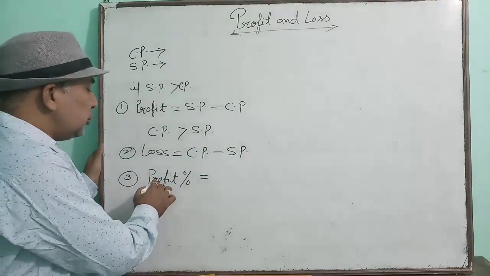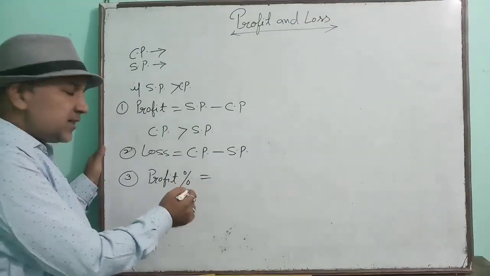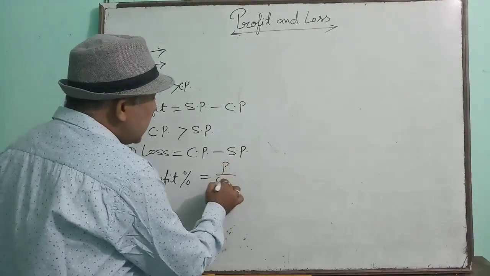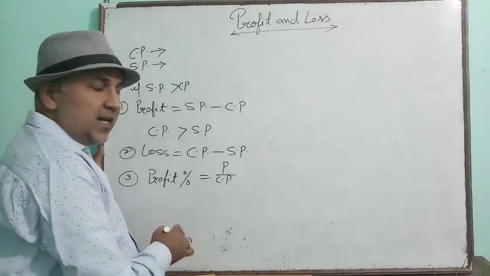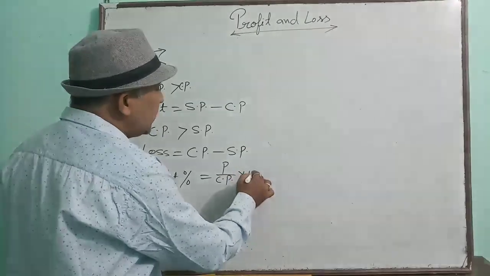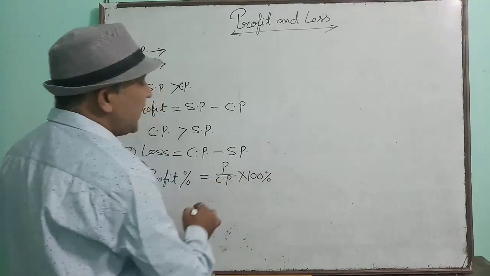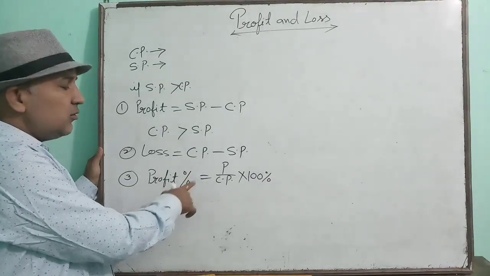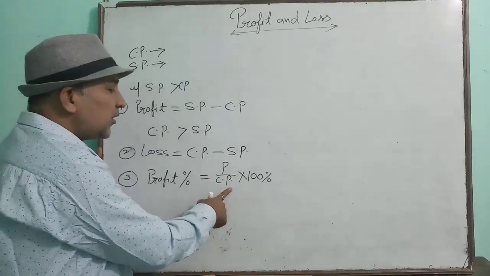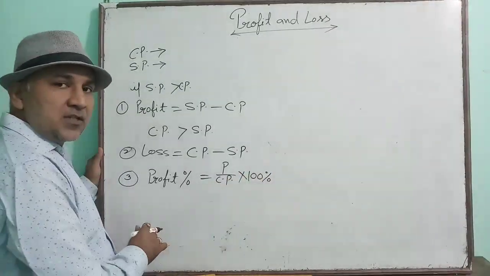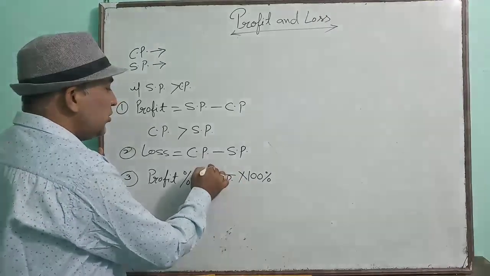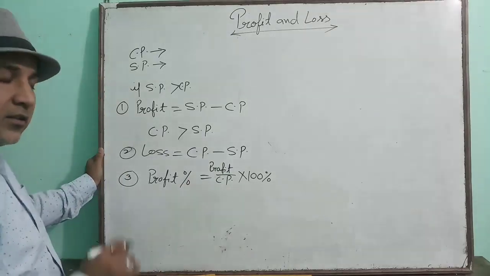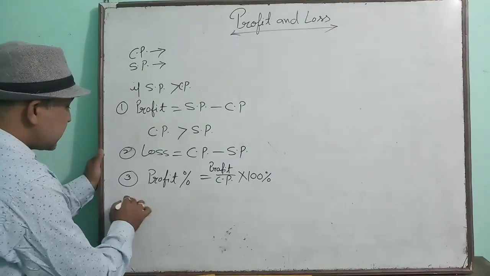Because we are in profit or loss, our selling price is always compared with cost price. So, if we want to convert profit into percentage, then the profit is compared with cost price, and to convert into percentage, it is multiplied by 100%. Okay, so profit percent is equal to profit upon cost price into 100%. Understood? This you have to learn as the formula.